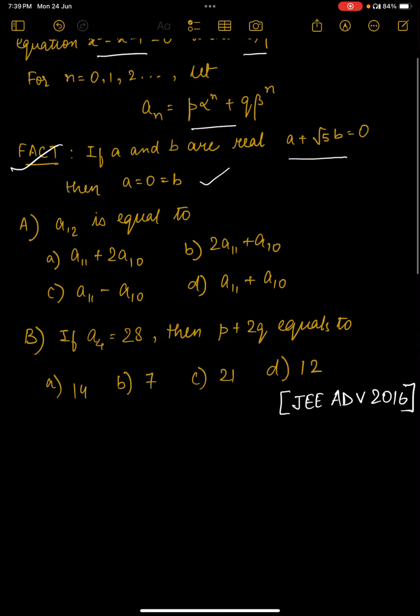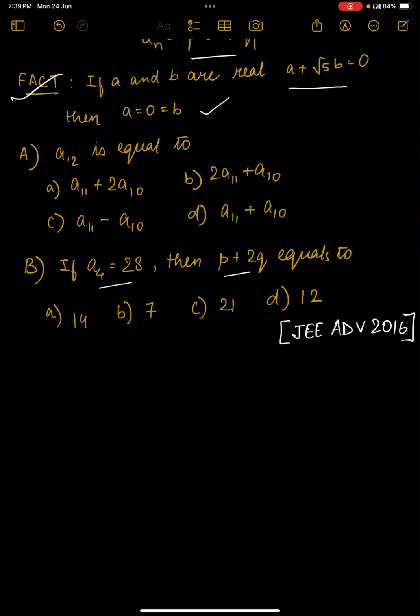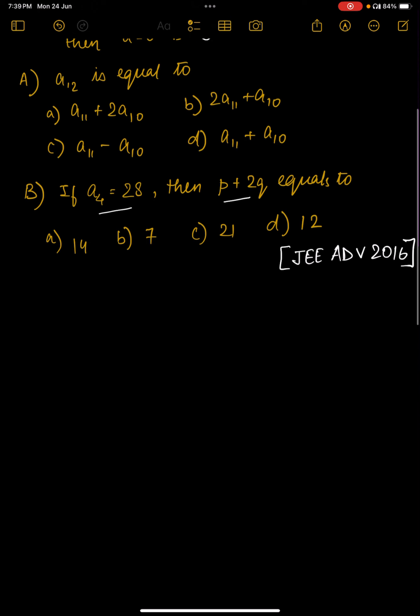Now, it's a two-part question. So, we are asked to find a subscript 12 and four options are given to us. Also, we are given that if a subscript 4 is equal to 28, then what is the value of p plus 2q? This question was asked in JEE Advanced 2016. So let's see how we proceed solving this problem.